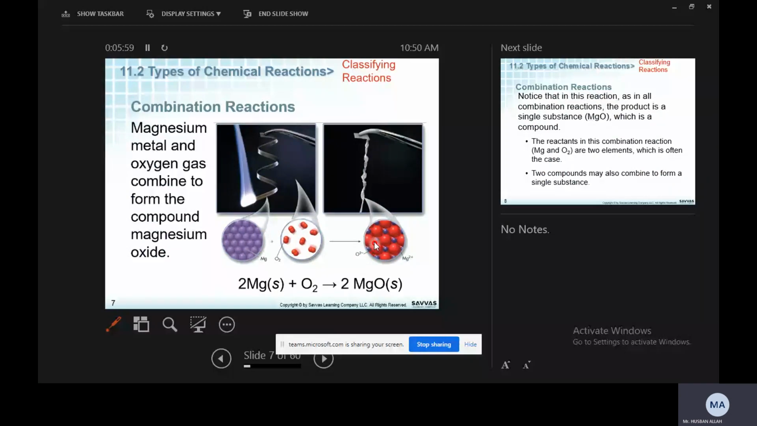The chemical formula of magnesium is Mg. It is in solid form. The chemical formula of oxygen is O2. O2 is in which form? It will be mostly in gas form, right? Okay, the product which we will get is magnesium oxide. It is in solid form, right? Clear? One example.